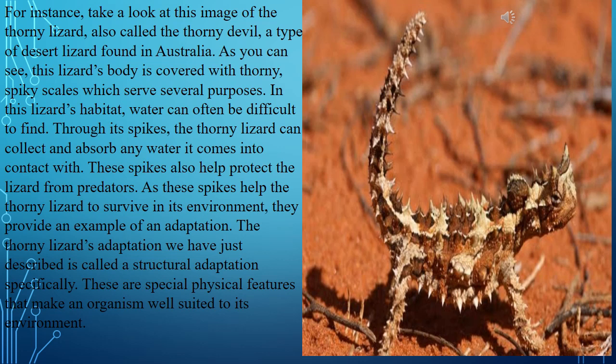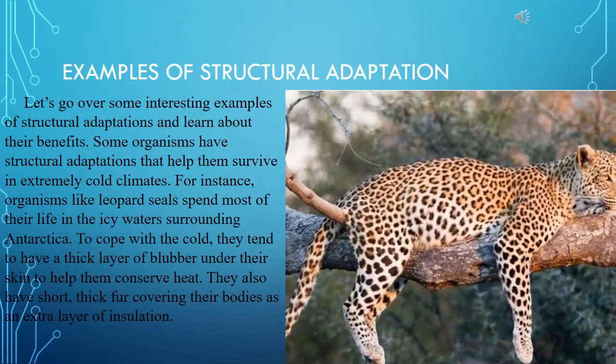As these spikes help the lizard to survive in its environment, they provide an example of an adaptation. The adaptation we have just described is called a structural adaptation specifically. These are special physical features that make an organism well suited to its environment. Examples of structural adaptation. Let's go over some interesting examples of structural adaptation and learn about their benefits.